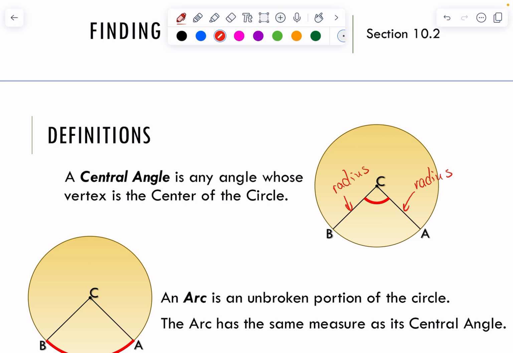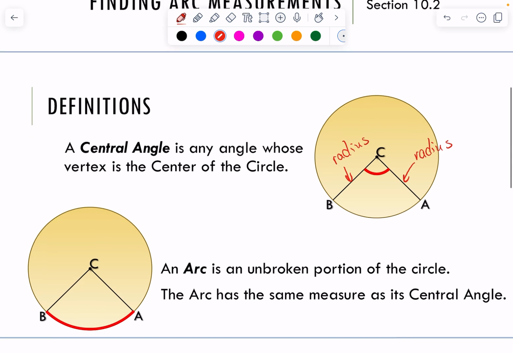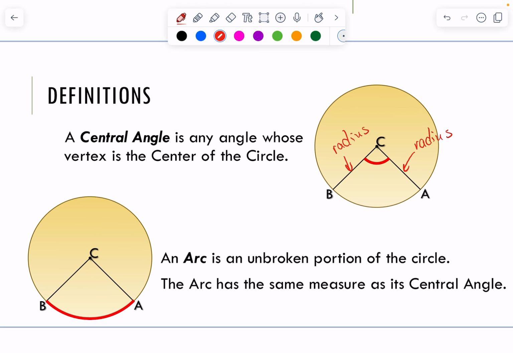Okay, so the central angle is any angle whose vertex is the center of the circle. An arc is an unbroken portion of the circle. In other words, it is the part of the circle that we're segmenting out by using that central angle. There's other ways to get arcs as well, but understand it gives you two endpoints for that arc. So it's the unbroken portion, a slice of the circle.